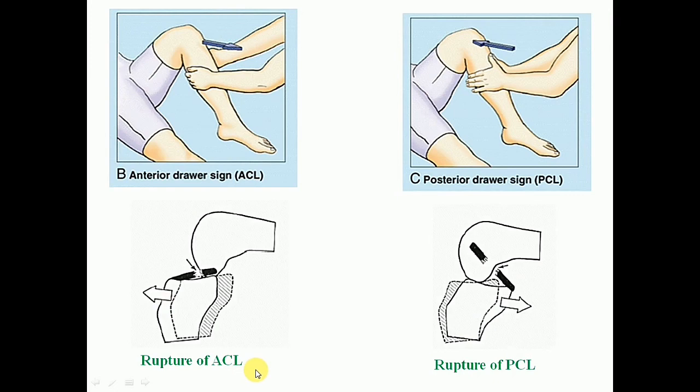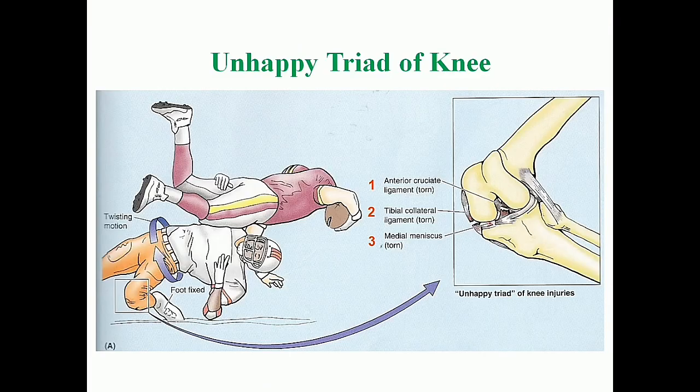Most commonly there are two other structures which are also injured along with anterior cruciate ligament because of such a scenario, and they are tibial collateral, that is medial collateral ligament, and medial meniscus. Commonly these three structures are injured in such sports players, and this is known as the unhappy triad of knee.